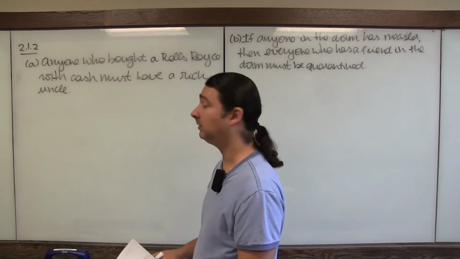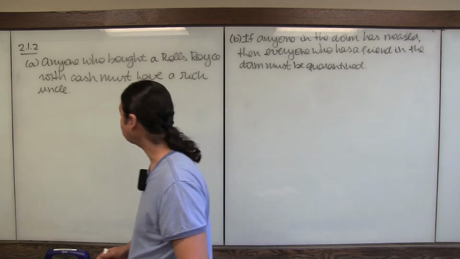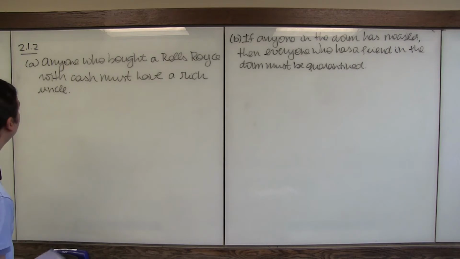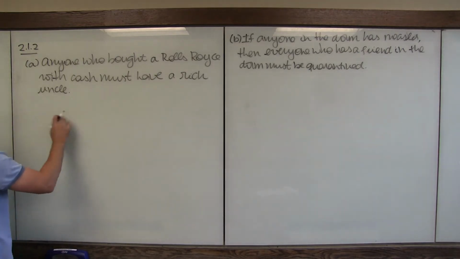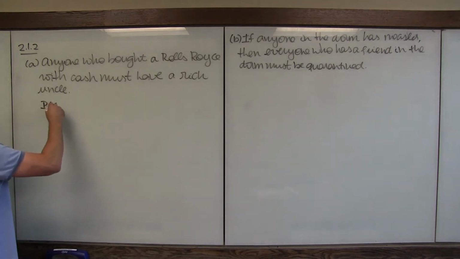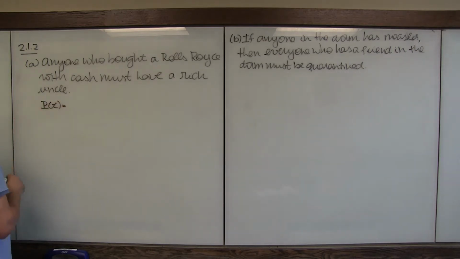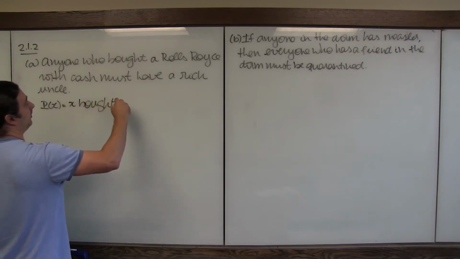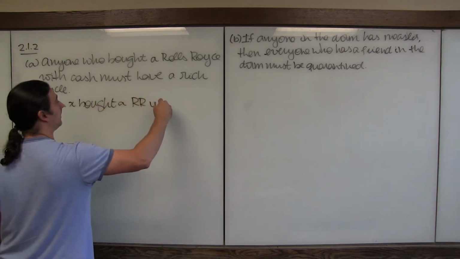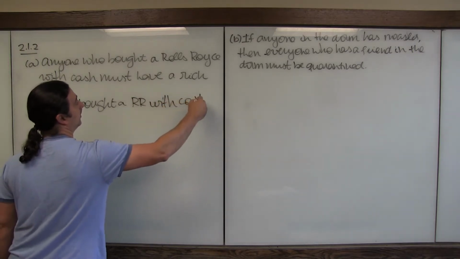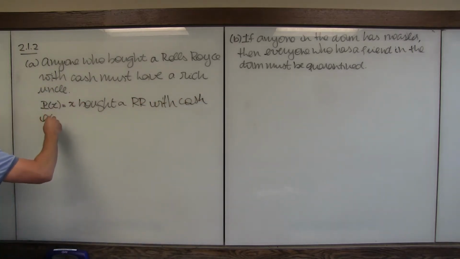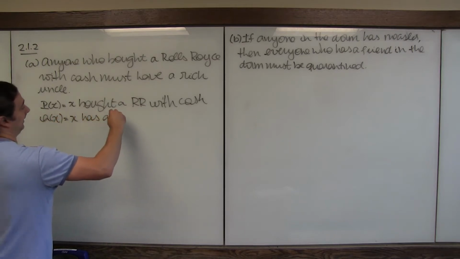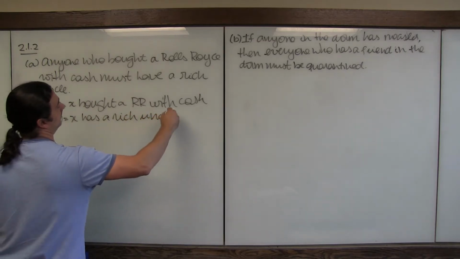All right. So let's start with part A. It says, anyone who bought a Rolls Royce with cash must have a rich uncle. So there are two statements which depend on a variable. So P of X is X bought a Rolls Royce with cash, and let's say Q of X is X has a rich uncle.